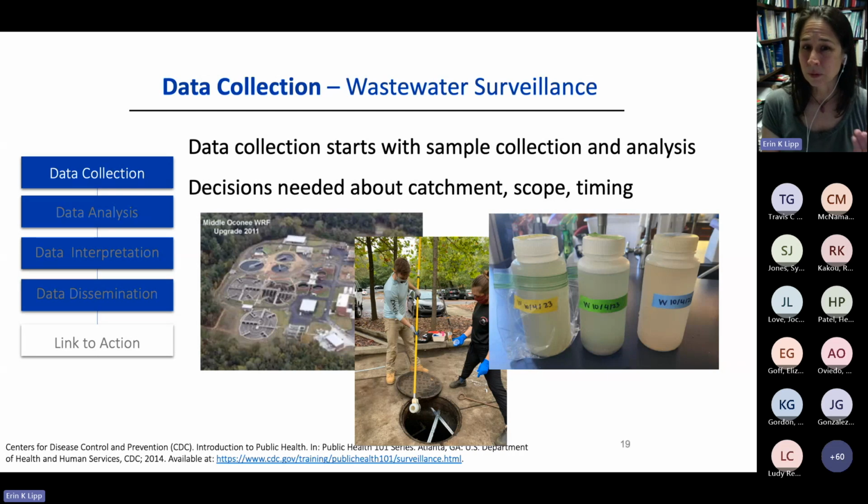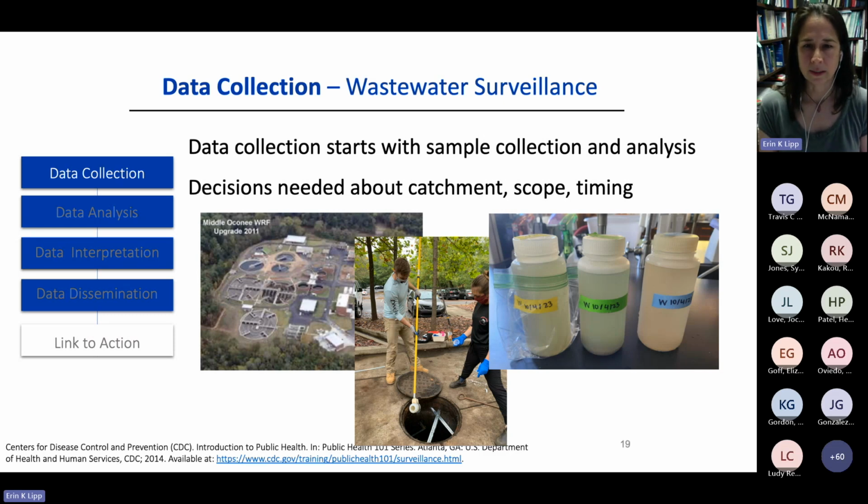And that's really important when you start thinking about people's habits when it comes to water. In the morning, we have a lot of showers. There's a lot of water use. In the evenings, we have a lot of water use. So you've got sort of ebbs and flows. And by taking a 24-hour composite, it really lets you look at what's happening over the entire day, so you don't miss something. So you have to make those decisions, composite versus grab.